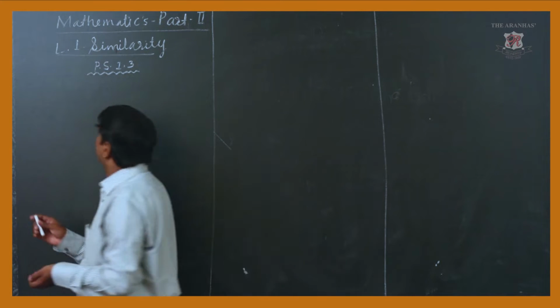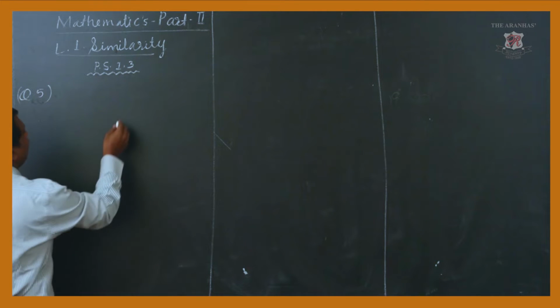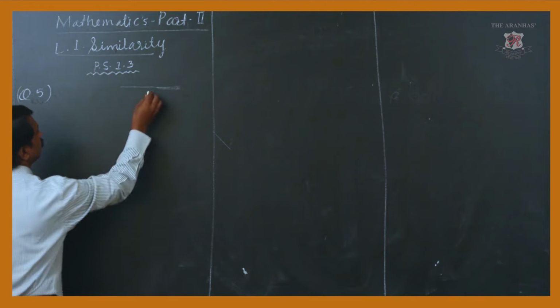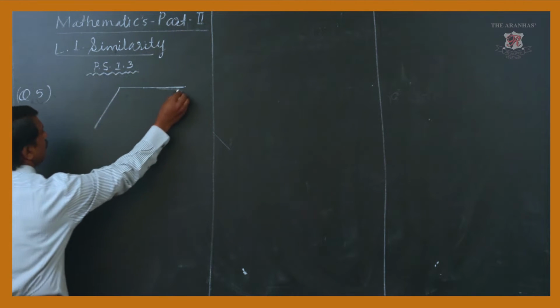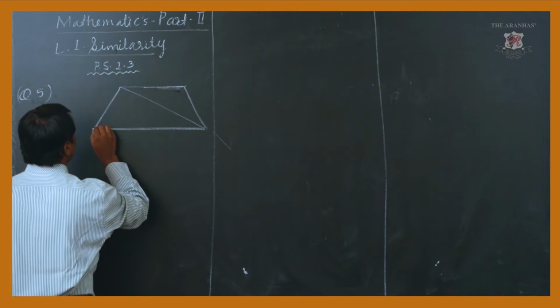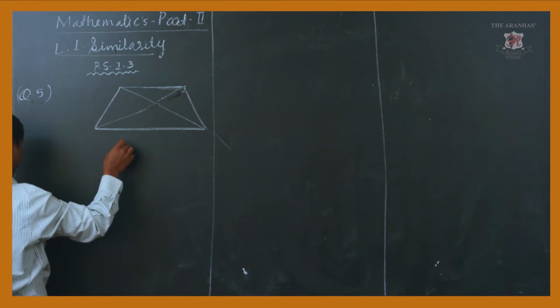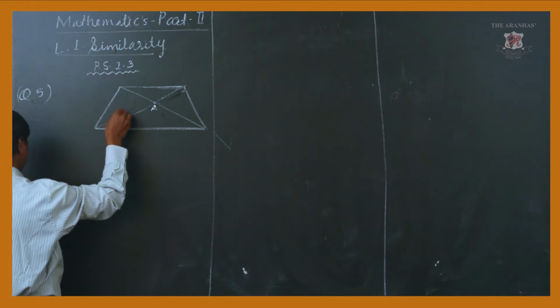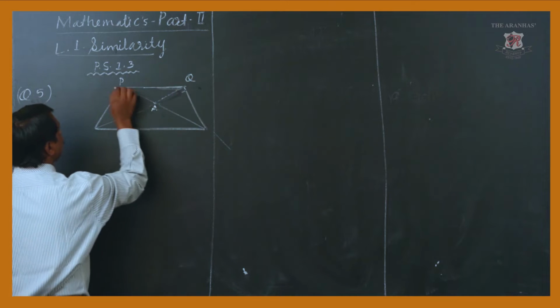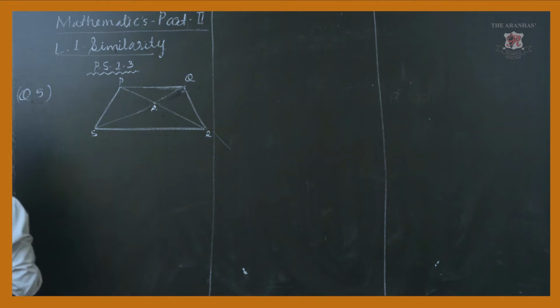Okay, let us see here, practice set 1.3, question number 5. In question number 5 they gave us one quadrilateral, and it is a trapezium. In this trapezium, the diagonals are joined and they intersect each other at the point A, and the name of the quadrilateral is PQRS.